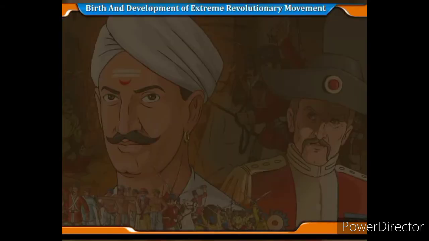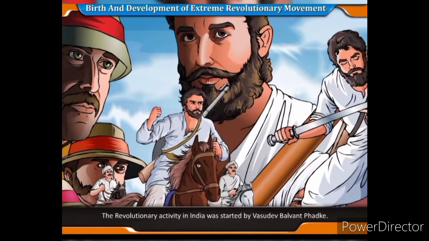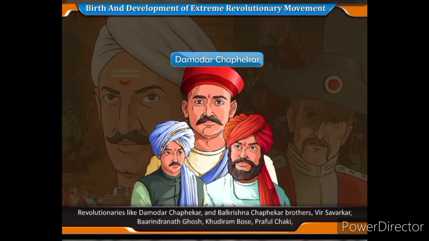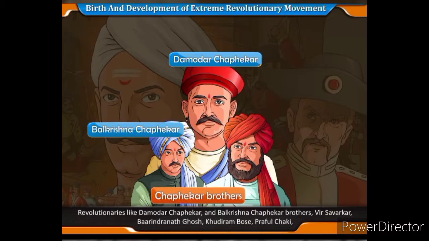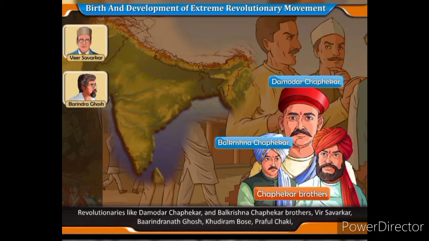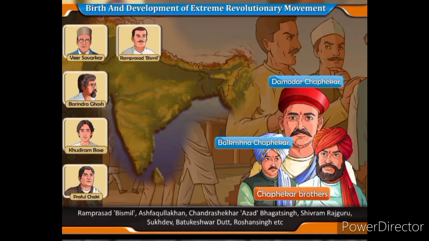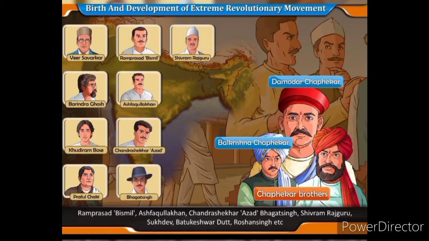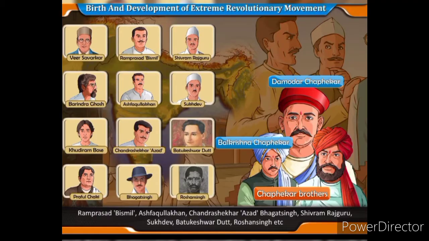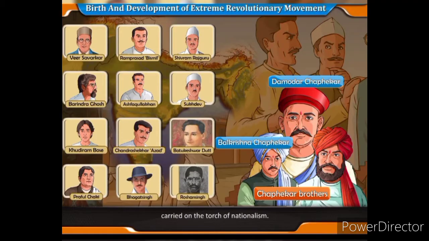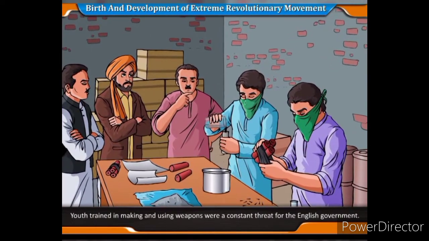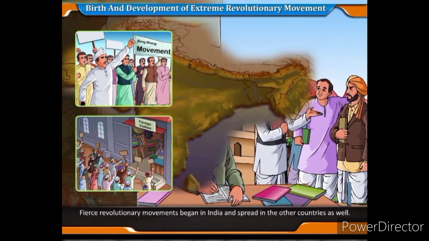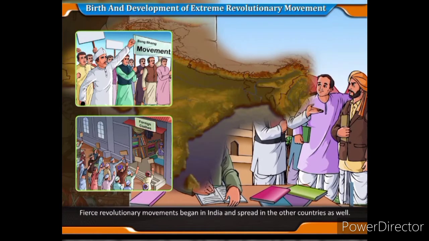Birth and development of extreme revolutionary movement. The revolutionary activity in India was started by Vasudev Balwant Phadke. Revolutionaries like Damodar Chafekar and Balkrishna Chafekar brothers, Veer Savarkar, Barindranath Ghosh, Khudiram Bose, Praful Chaki, Ram Prasad Bismil, Ashfaqullah Khan, Chandrasekhar Azad, Bhagat Singh, Shivram Rajguru, Sukhdev, Batukeshwar Dutt, Roshan Singh, etc. carried on the torch of nationalism. Youth trained in making and using weapons were a constant threat for the English government. Fierce revolutionary movements began in India and spread in the other countries as well.